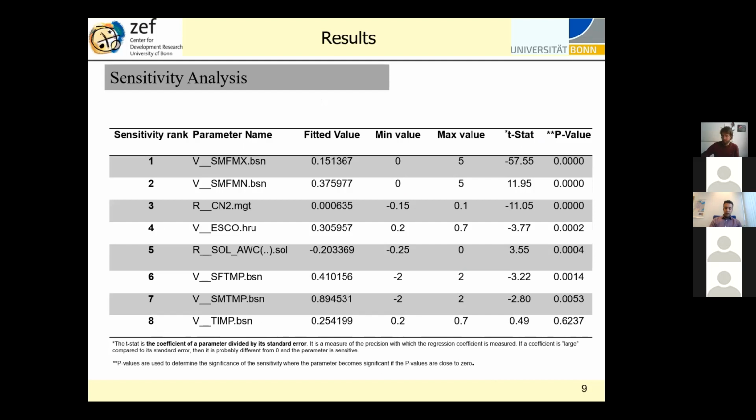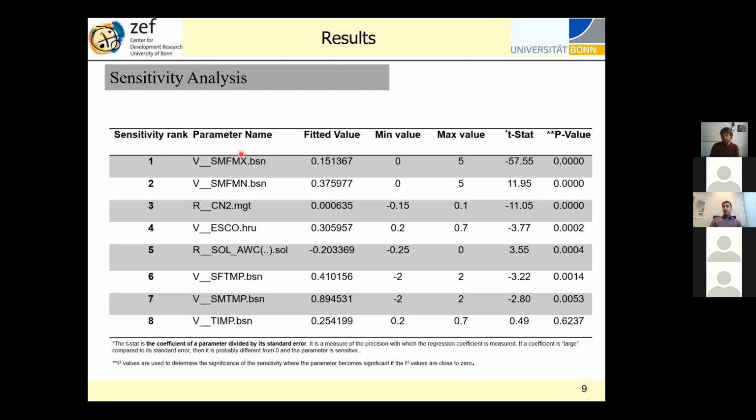Now I come to the results. One of the basic criteria in modeling, many of you know, is to find out which parameters are sensitive. So in this case, we are looking at the soil parameters, the management relevant parameters, for example, at the basin level. Since it's a snow melt fed watershed, for us, it was important to look at maybe the snow melt or the snow relevant parameters.